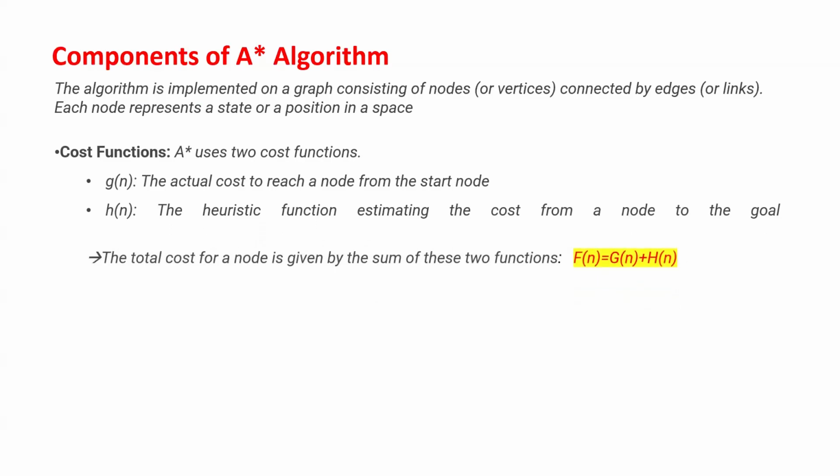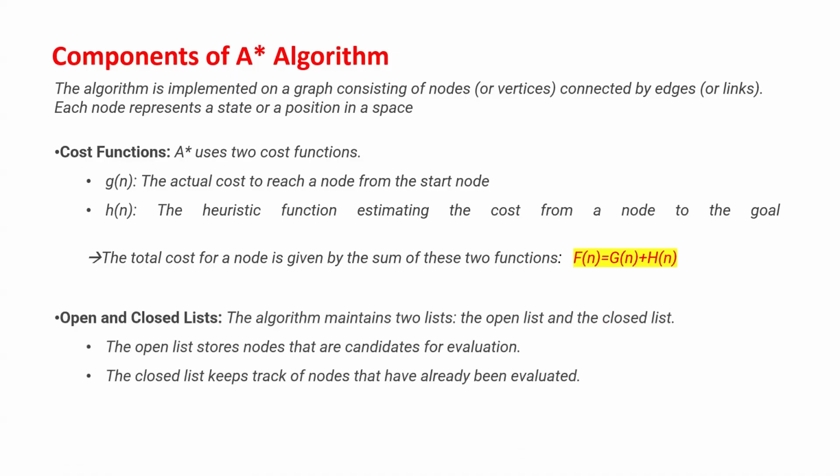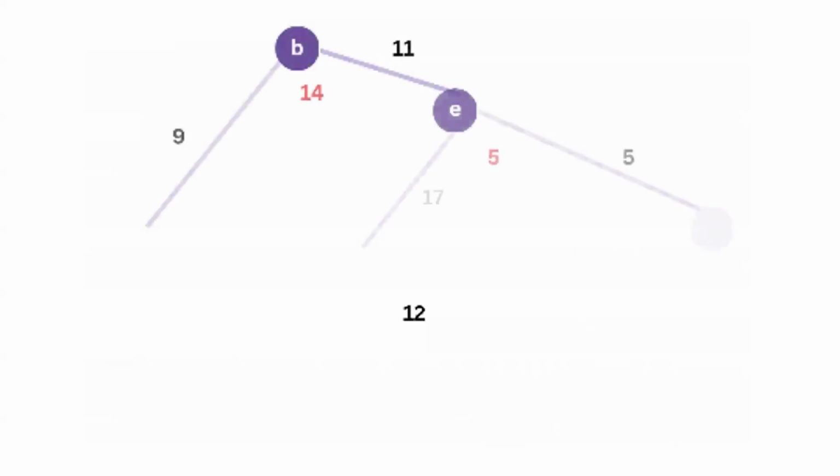We have considered a formula. The total cost for a node is given by the sum of those two functions, f of n equals g of n plus h of n. So we have two lists, the open list and the closed list. The algorithm maintains the two lists. The open list stores the nodes that are candidates for evaluation, and the closed list keeps track of the nodes that have already been evaluated, meaning visited.